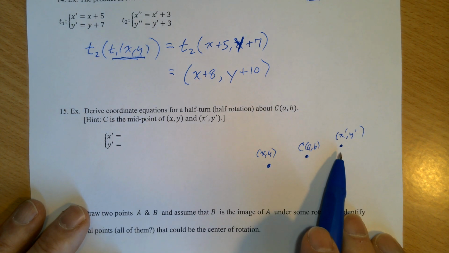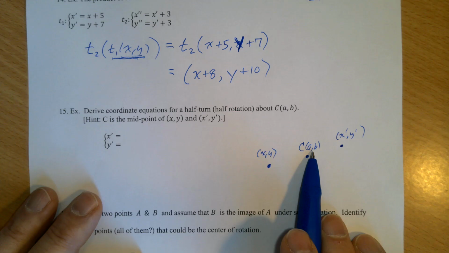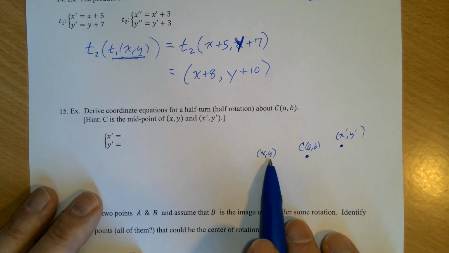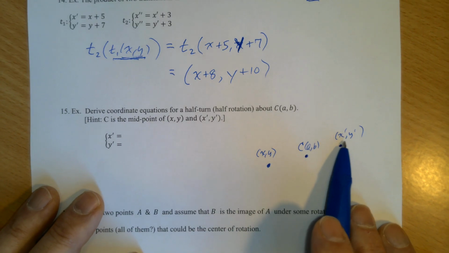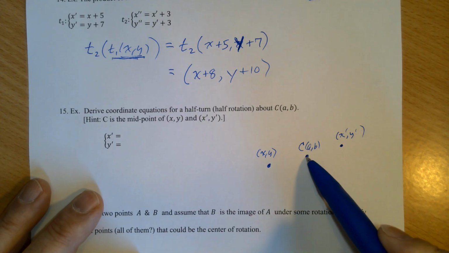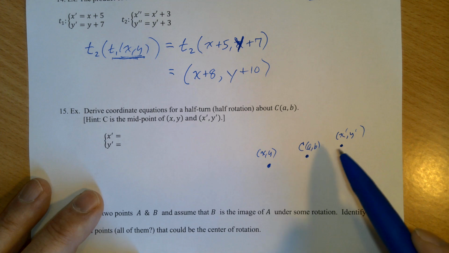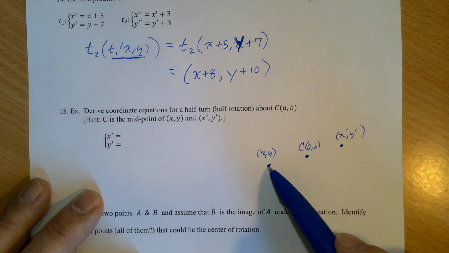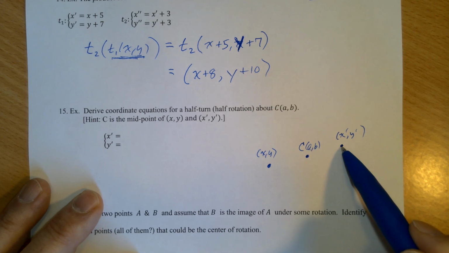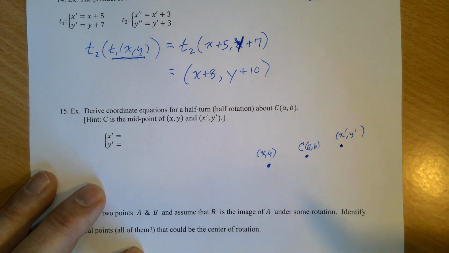How could I possibly get this? Well, remember, this point is AB. The coordinates here are XY. The coordinates here are X prime, Y prime. I do know a formula for the midpoint. This is the midpoint of the line segment connecting XY to X prime, Y prime. And we know what the midpoint formula is.